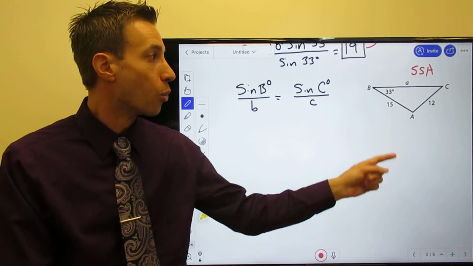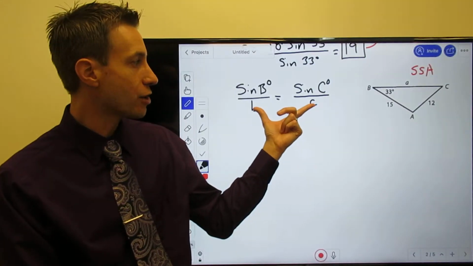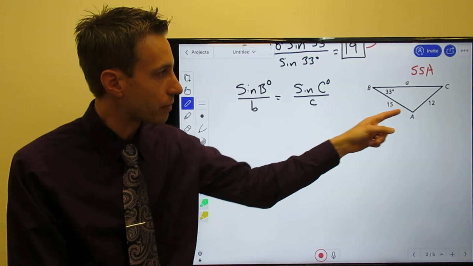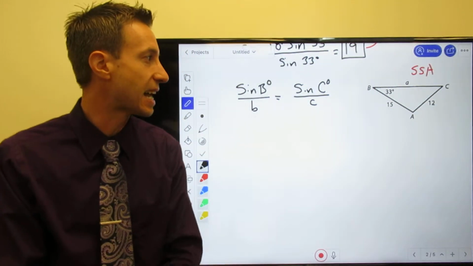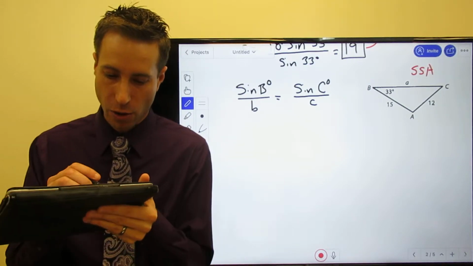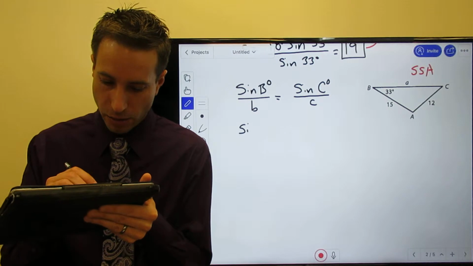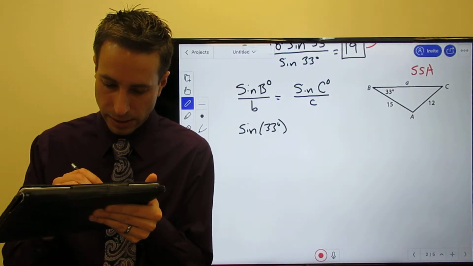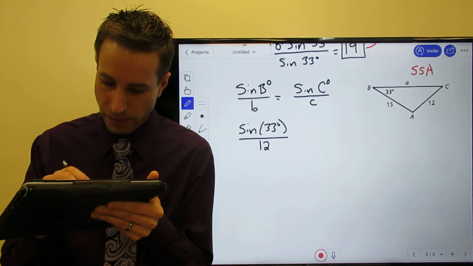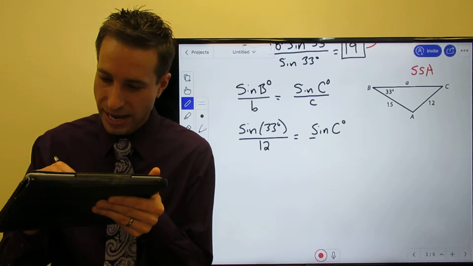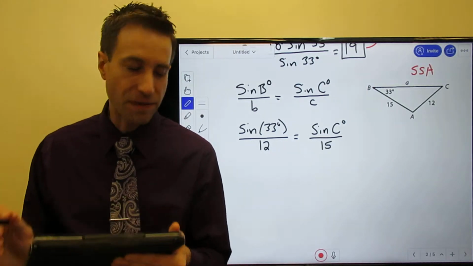In this case, we will not be solving for a side. I already know both of the sides. In this case, we're going to be solving for an angle, angle C. That's the information I didn't have when setting up this proportion. So let's take a look at how this is going to go. First, plug in what you know. Sine of 33 degrees divided by 12 is equal to sine of angle C, which I don't know yet, all divided by 15.